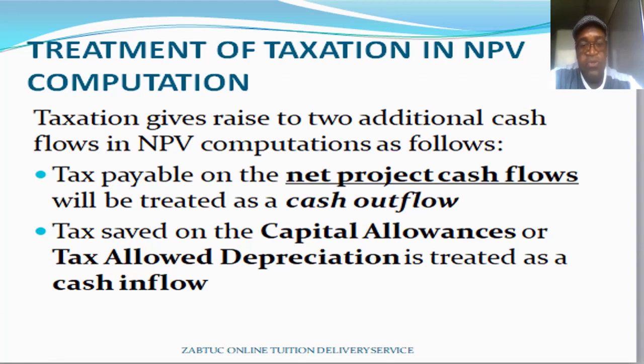So in the approach that we're going to use ourselves, taxation will give rise to two additional cash flows in our NPV analysis. What are those? Well, the tax that is payable on the net project cash flows will be treated as a cash outflow. Net project cash flows refers to cash flows that remain when we take our sales revenues and deduct all relevant costs. And we will calculate the tax that is payable on that amount and it will come in as a cash outflow. In our NPV analysis, we don't include depreciation because it's a non-cash flow item.